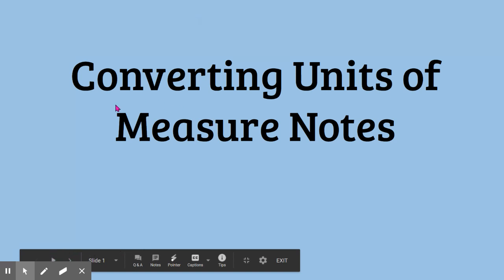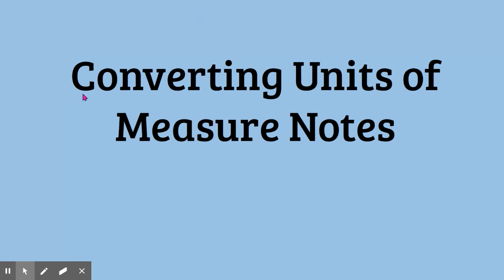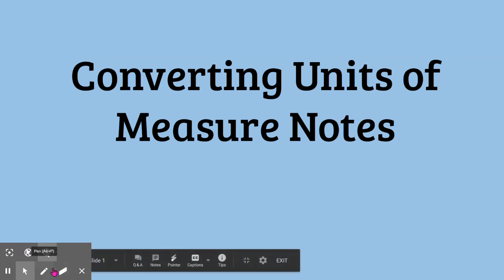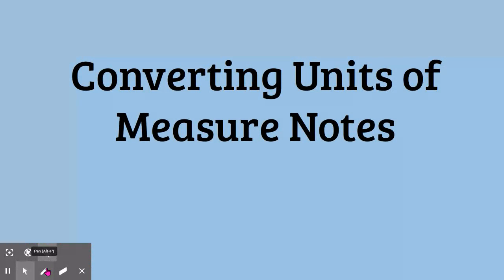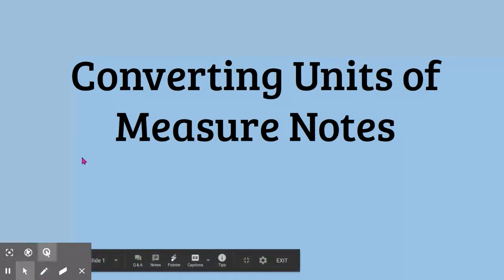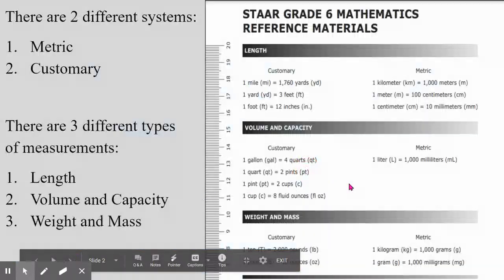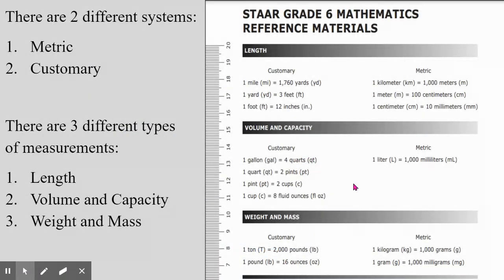All right, so today's notes is converting units of measure. So you've probably done this before in 5th grade. However, I need to show you the expectation for 6th grade. So first of all, there are two different types of systems we have. We have the metric system and the customary system. Here in the United States, we use the customary system, whereas everyone else in the world uses the metric system.